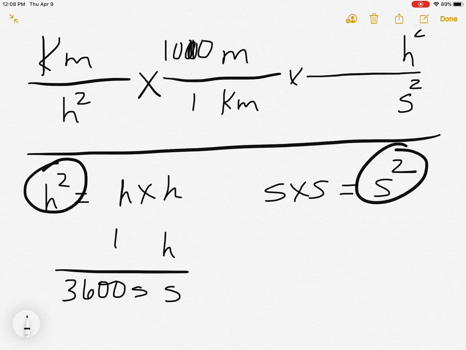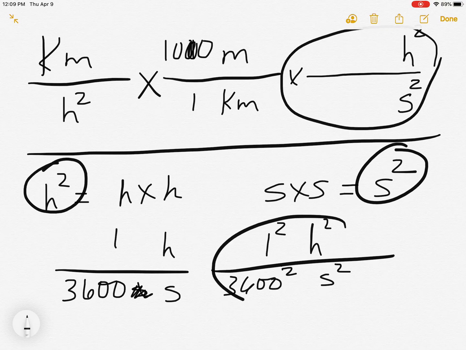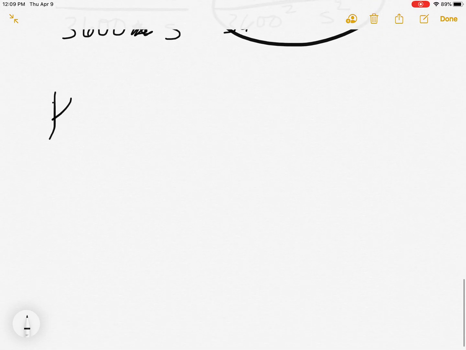We're doing the squares. So we have to square the top. 1 squared, hours squared, equals 3,600 squared, seconds squared. Okay, I don't know why I wrote seconds twice over there. I shouldn't have. Okay, so we're actually not dividing by 3,600. If I go back up to here to fill that in, I'm going to use this one because I've squared the numbers because the units were squared. Okay, so I'm going to write that again.